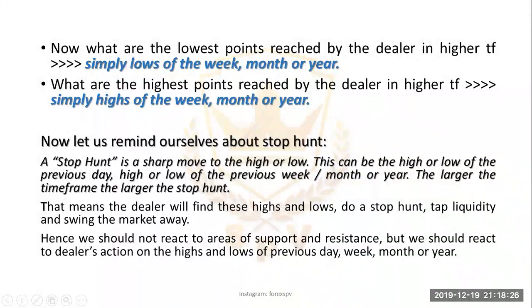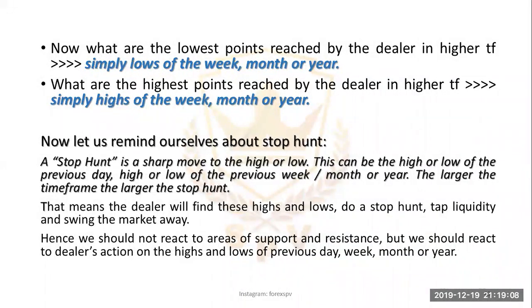Now let us define this from the market maker point of view. These lowest points and highest points where the dealer has reached before reversing are simply the highs and lows of the previous week, the month, or the year. The lowest point reached in a week before the dealer reversed is called the low of the week, and the highest point reached in a week before the dealer reversed is called the high of the week. The same applies to the month and the year.